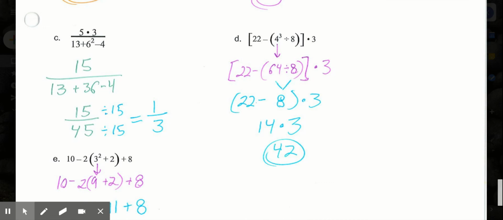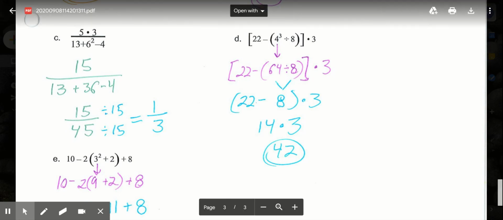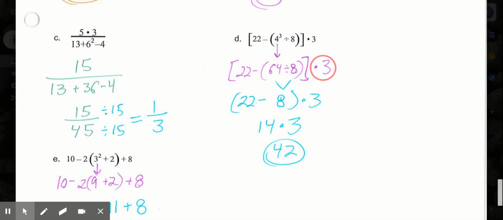So if I rewrite that problem, taking care of the 4 cubed, it becomes inside the brackets, 22 minus parentheses, 64 divided by 8, and parenthesis, and bracket, and then that whole thing is multiplied by 3. So what I need to start with is 64 divided by 8. 64 divided by 8 is 8, and now that I took care of that set of parentheses, they went away. The brackets could stay as brackets, or they can turn into parentheses, and I still have 22 minus 8 inside that grouping symbol. So we got rid of this first set of grouping symbols, but we're still left with the one around the 22 and the 8.